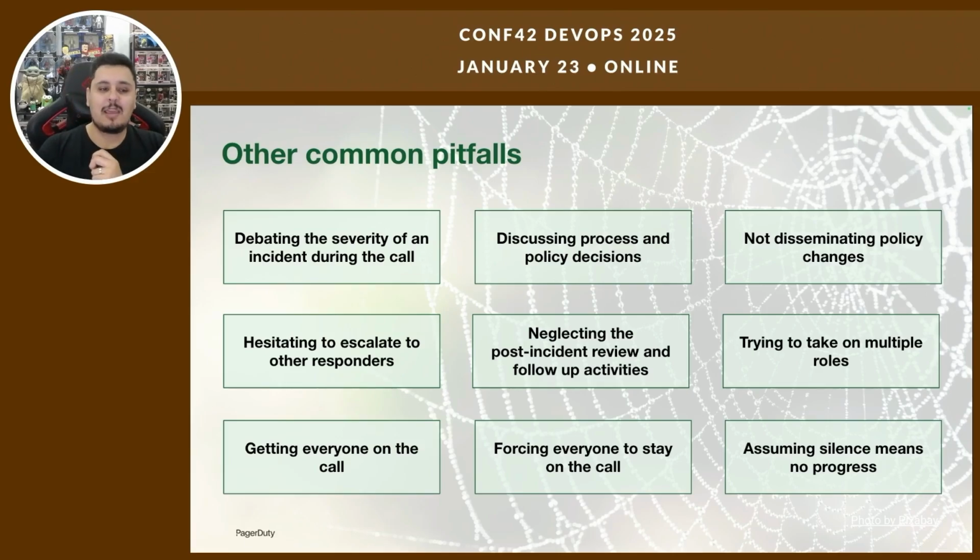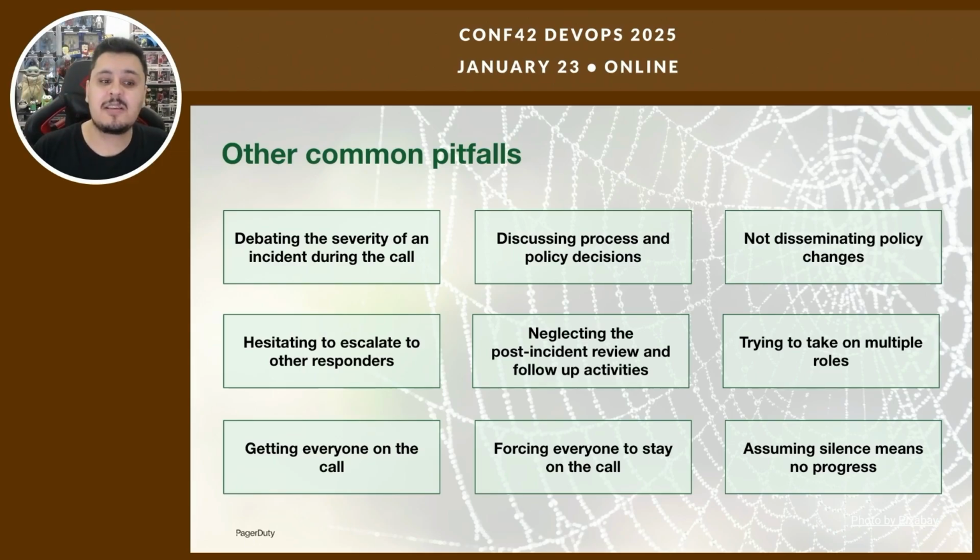Then stopping everything and getting everyone on the call. So all hands on deck. Let's get everyone together in the same call and try to fix this. Well, you don't want this to happen. You don't want to have chaos. You should only have the people there in this discussion that can and will contribute to it, and everyone else can be updated by following the channel notes being taken by the scribe.